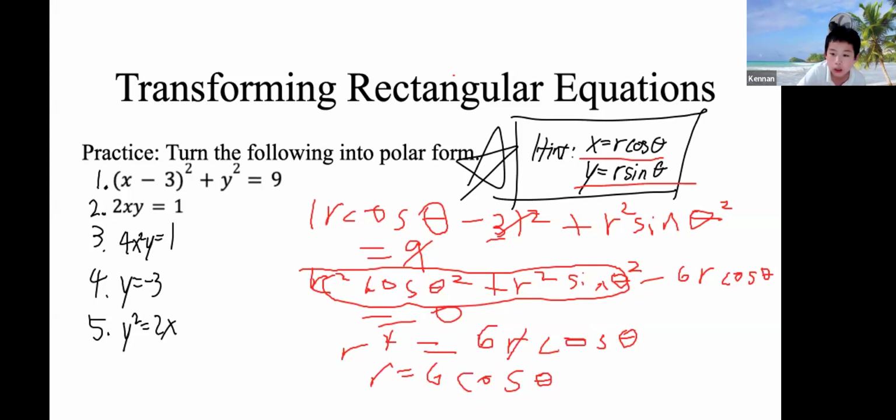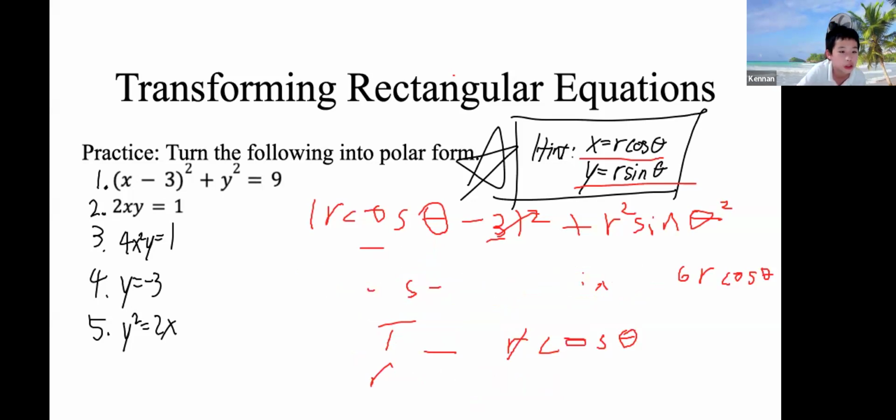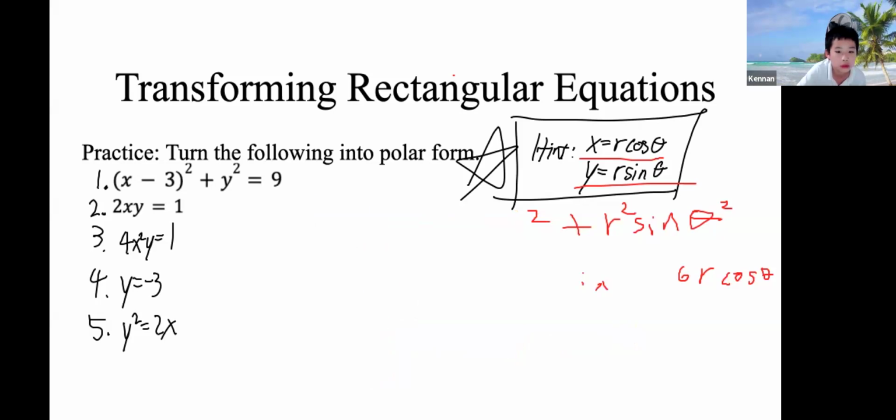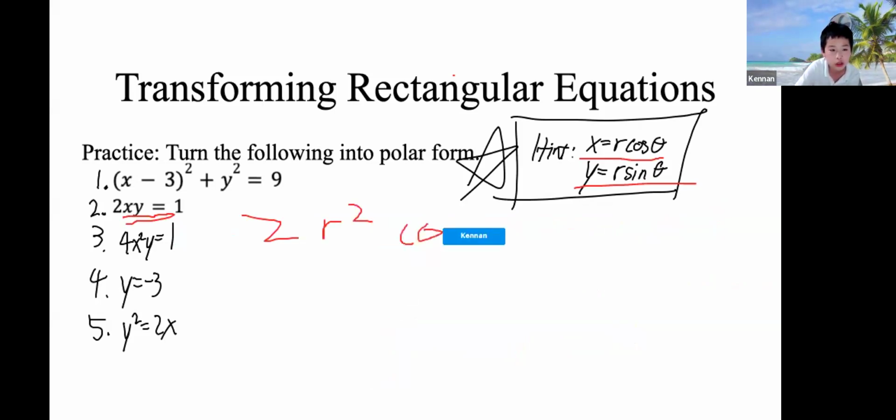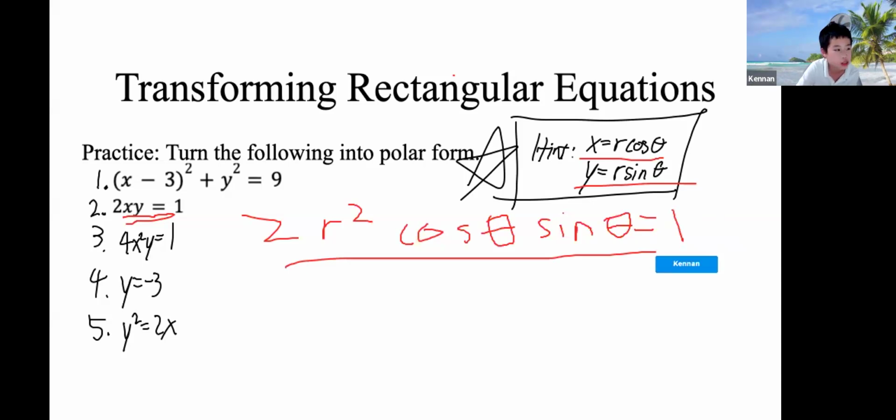So, yeah, I'll explain number 2 then. Okay, so number 2 basically states 2xy equals 1. So 2xy equals 1. This is more straightforward, I'd say. We just directly plug it in. So we have 2r squared cosine theta sine theta. This we know equals 1.